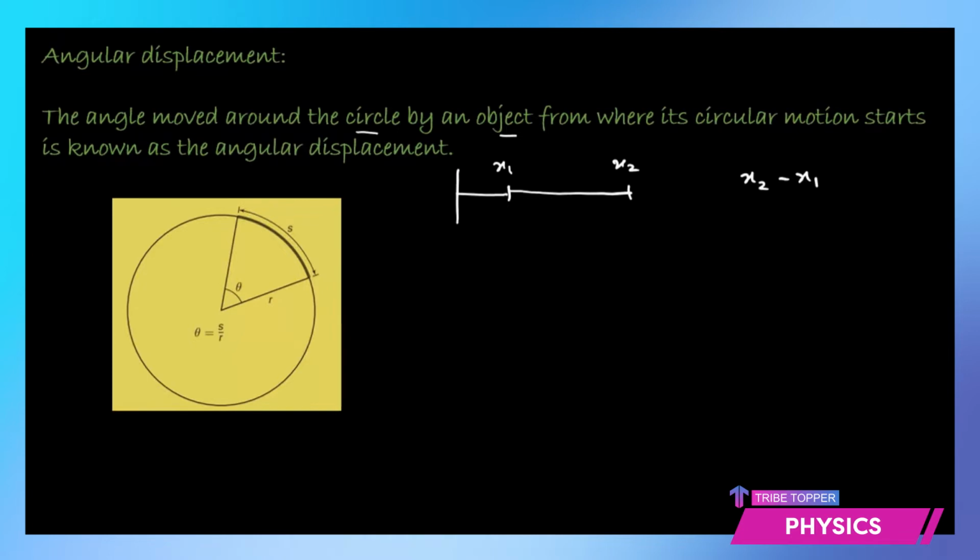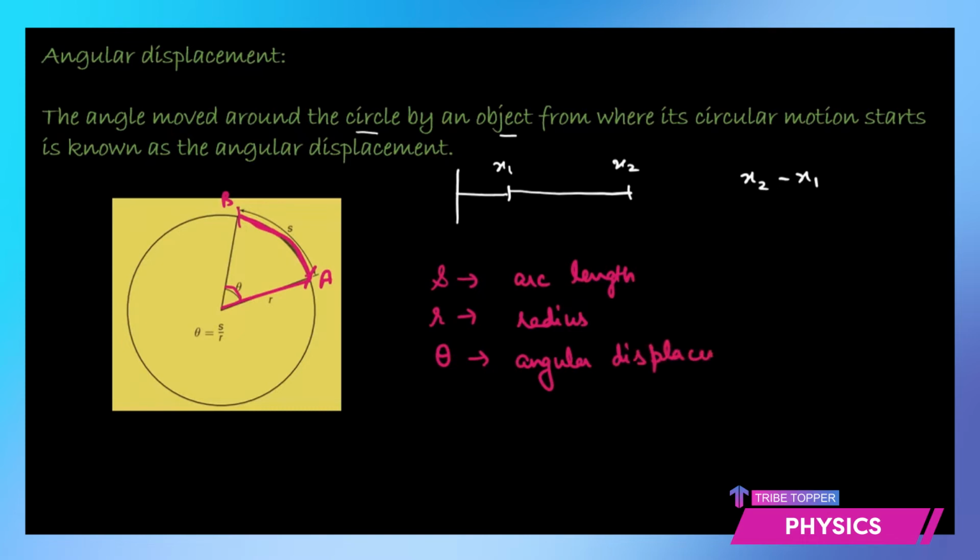Like if I say I have this arc, in the figure it is marked S, that is the arc length. If we have traced out this much of arc starting from A and stopped at B, then this arc along with the radius has traced out an angle theta at the center. So R is your radius and theta is the angle traced out, which we call the angular displacement.